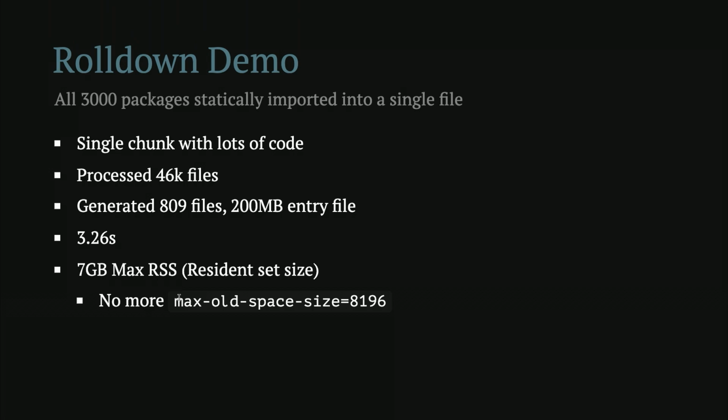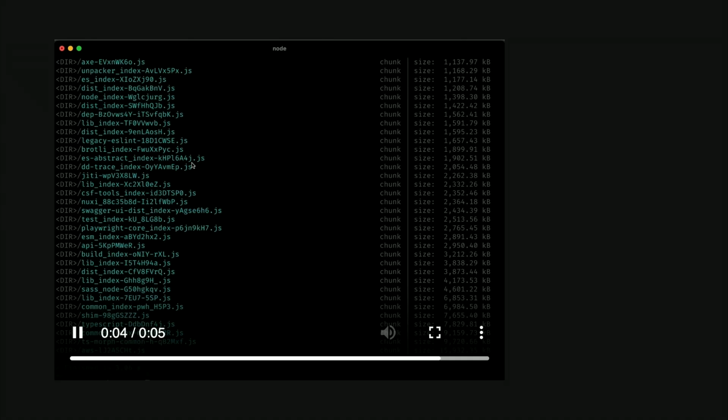So you don't have to use max-old-space-size 8 gigabytes in your Node.js program, which I think most of your big code bases will use that flag. And a lot of projects will run out of memory with Node.js as well. But for Rolldown, we hope that's not the issue anymore. A quick demo. If you run Rolldown, it takes 3 seconds and produces all the files. It's pretty amazing to see it can process so much code in just a few seconds.